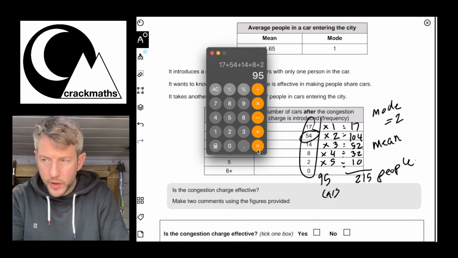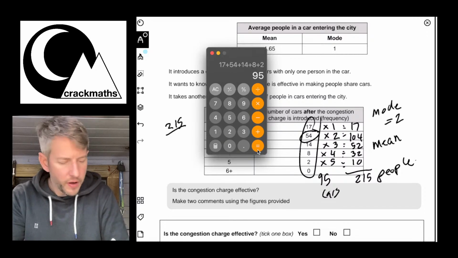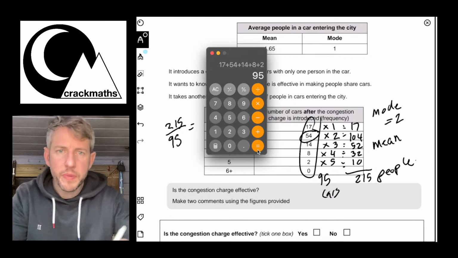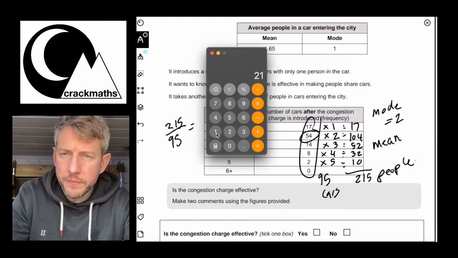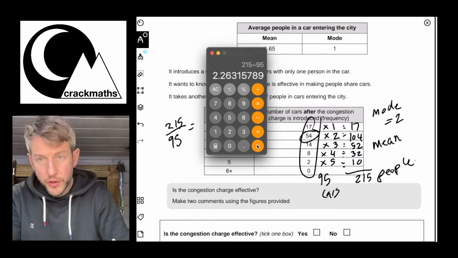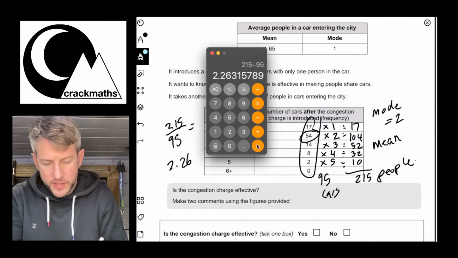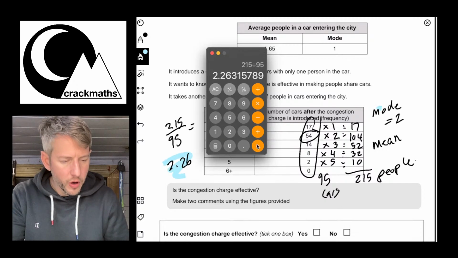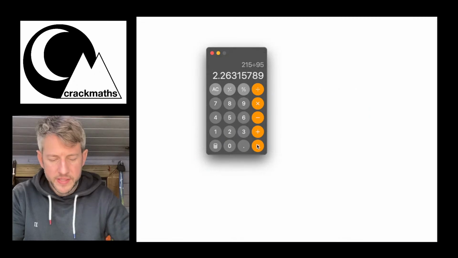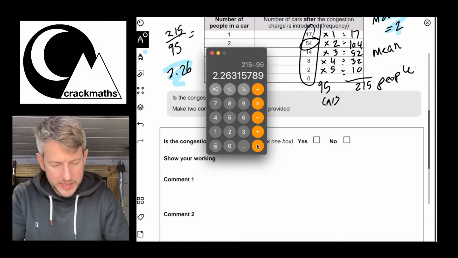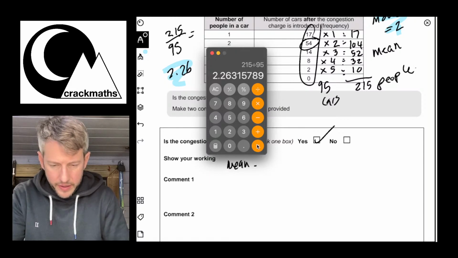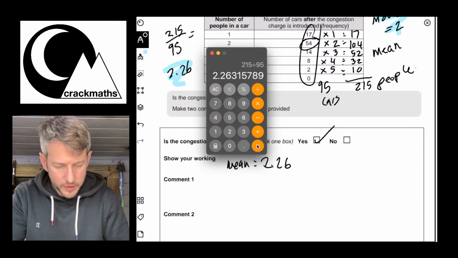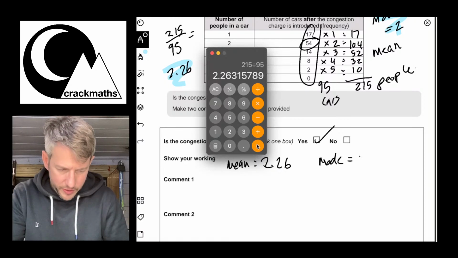215 people. So if we do 215, divide 95, we'll get the mean number of people per car. So 215 divided by 95 equals 2.26. Okay, right, so we've now got our mean, we've got our mode, and we can definitely conclude that the system was effective. So let's say, yes, show your working. So mean equals 2.26. Mode equals 2.